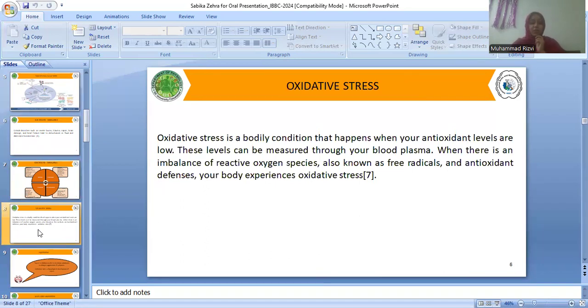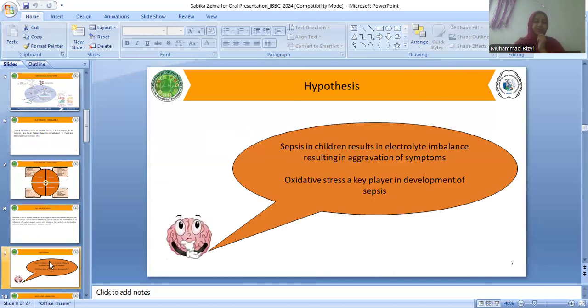Oxidative stress is a bodily condition that occurs when antioxidant levels are too low, and it could be measured in the blood plasma. When there is an imbalance of the reactive oxygen species, which are called free radicals, we consider that the body is experiencing oxidative stress.